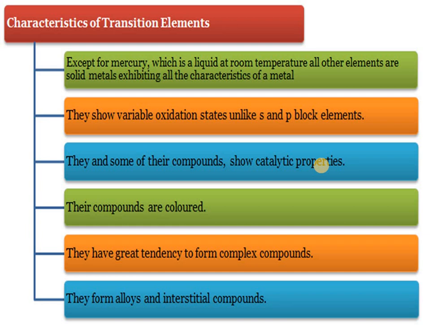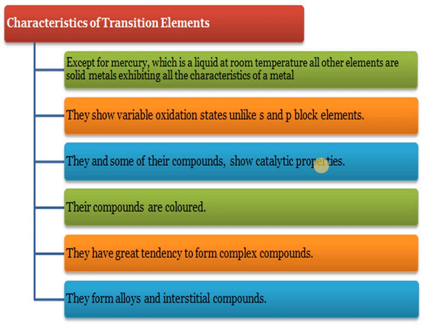Now these are the basic characteristics of transition elements. Mercury is a liquid at room temperature while all other elements are solids. They show variable oxidation states, for example Fe2+, Fe3+, copper +1, copper +2. Some compounds show catalytic property. Vanadium pentaoxide is the catalyst used for the contact process. Platinum is the catalyst used for the Ostwald process. Finely divided iron is the catalyst used for the Haber process. Finely divided nickel is the catalyst used for hydrogenation of oil. So they have a wide variety of catalytic properties.